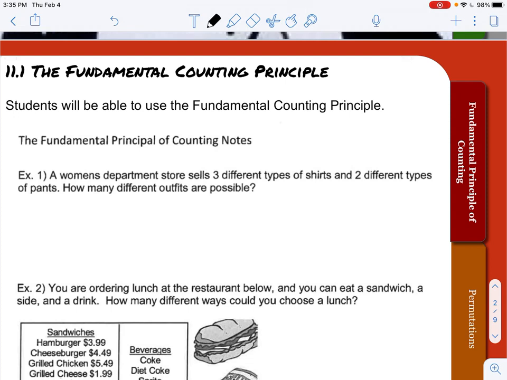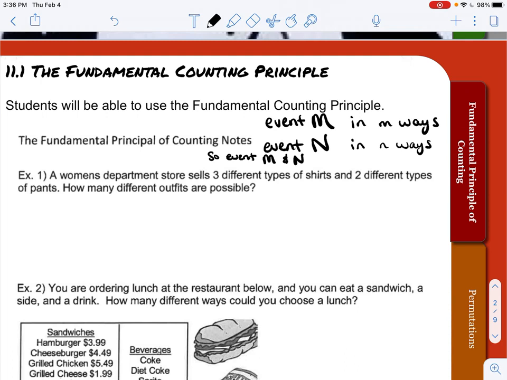So, the first thing we want to look at is the idea of the fundamental counting principle. So, we have event M that can occur in M ways. This is just how we set up an equation. We also have event N that can occur in N ways. So, in the event that both M and N occur, this is in M times N ways. So the fundamental counting principle is basically just the idea of this multiplication here.